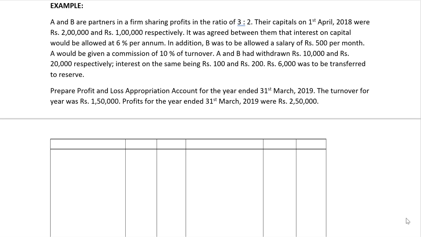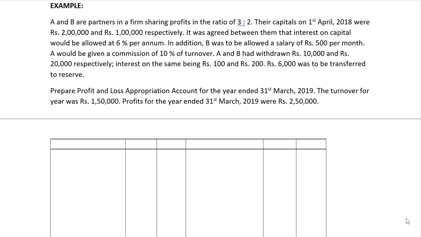Example: A and B are partners in a firm sharing profits in the ratio of 3:2. Their capitals on the 1st of April 2018, for A it's 2 lakh and for B it's 1 lakh. It was agreed between them that interest on capital would be allowed at 6% per annum. In addition, B was to be allowed a salary of rupees 500 per month. A would be given a commission of 10% on turnover.